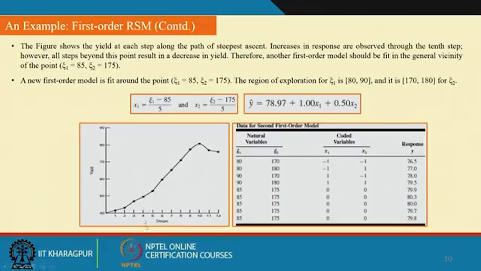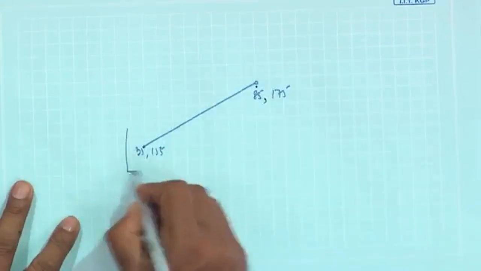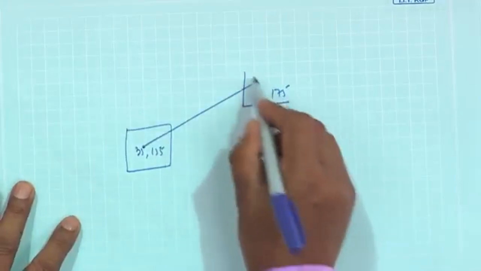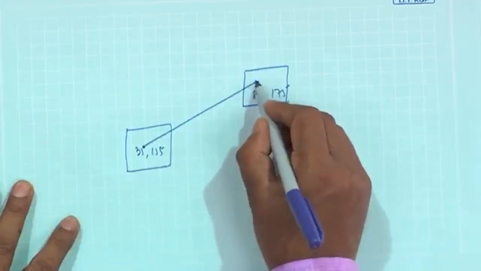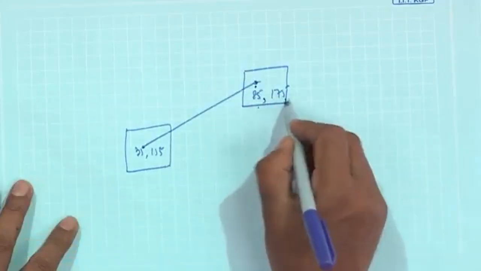Okay. Then if you plot this, what you find is that at the 10th step this is the maximum value. That means you have gone to a new position. What is this new position? You started with 35 and 155, and you have gone to 85 and 175, the center values. You started experimenting here, and your first order regression has led you there. Now, why? Here is the curvature along this line, so at this point you now experiment. So, at 85 and 175, you do another experiment. Okay.